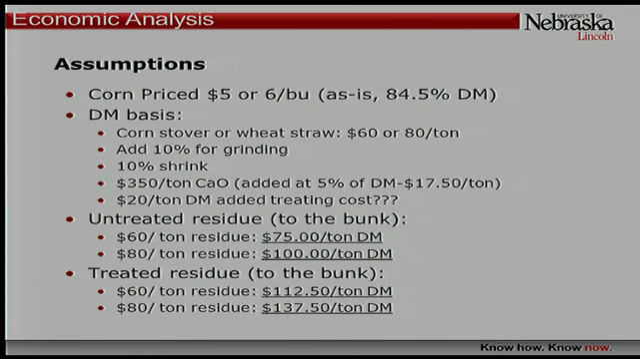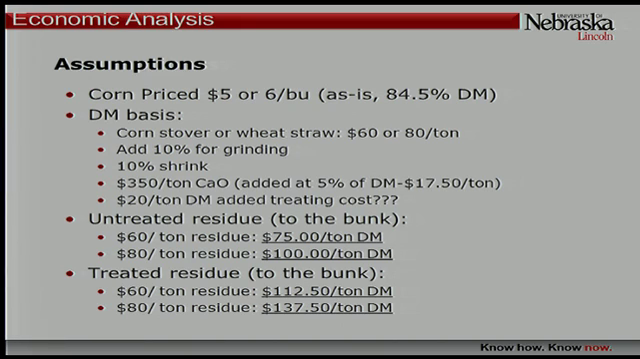If you had the chance to buy stover or wheat straw at $60 or even up to $80 a ton dry matter, which may be high, but we want to be conservative and be on the high end for these estimates. And we're going to assume that after that, you're going to have a 10% increase in cost due to grinding and another 10% increase in shrink. We're going to use $350 a ton cost of calcium oxide. So if you're adding that at 5% of the dry matter of the stover on a dry ton basis, right off the top, that's $17.50 a ton.